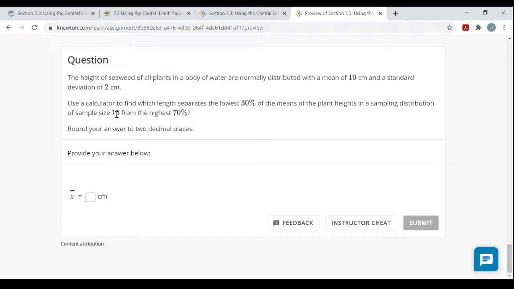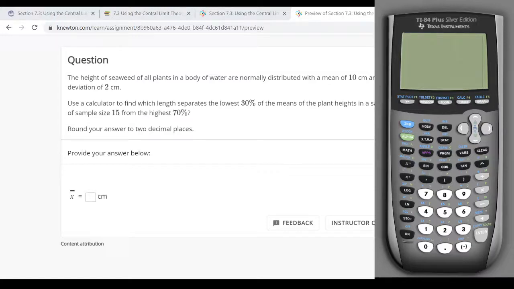All right, so n is 15, and we want to find what value of x bar, what mean, separates the lowest 30% from the highest 70%. So back to the calculator. Again, I'm given an area, I'm given percentages, so I'm going back to that inverse norm. Second distributions, inverse norm.